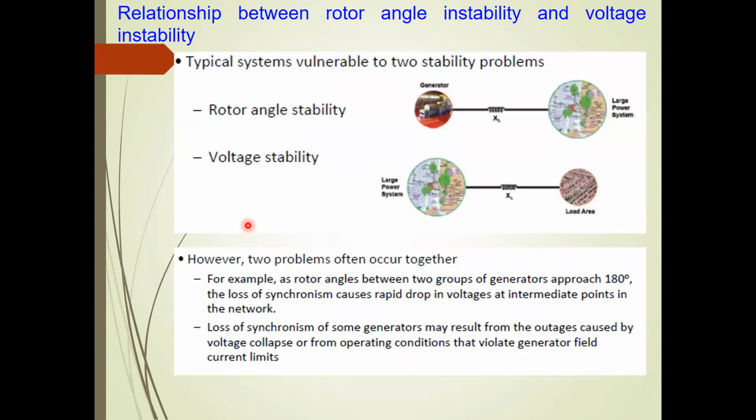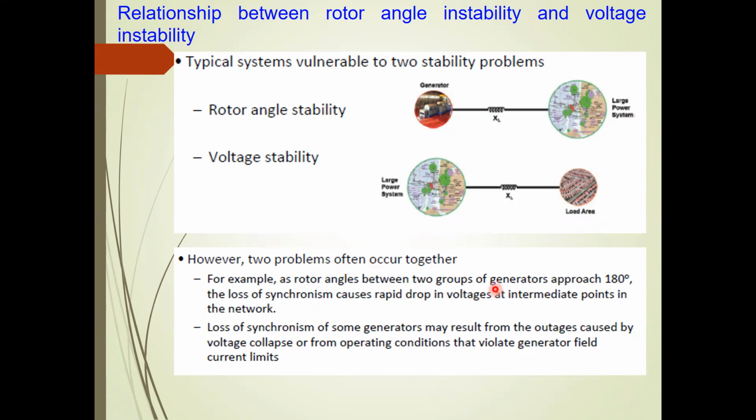Now this slide: we have voltage instability and rotor angle instability, but how are they related to each other? Are these two forms of instability independent of each other, or is there some form of interdependency? What do you say about it? Yeah, tell me.